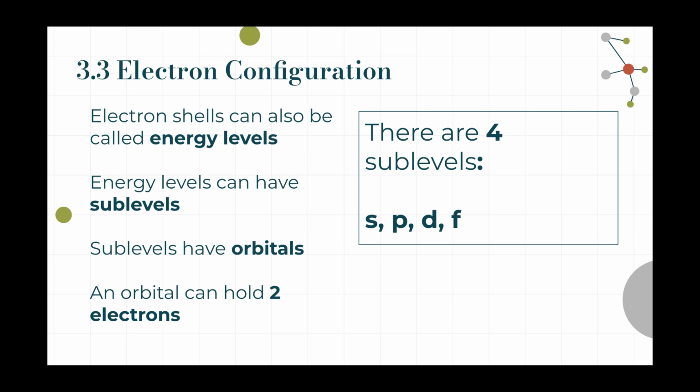So electron shells can also be called energy levels. That's just another name for them. And each energy level can have sublevels. And there are 4 sublevels that are labeled S, P, D, and F. Just labeled letters. And each sublevel has a certain number of orbitals, and each orbital can hold 2 electrons.